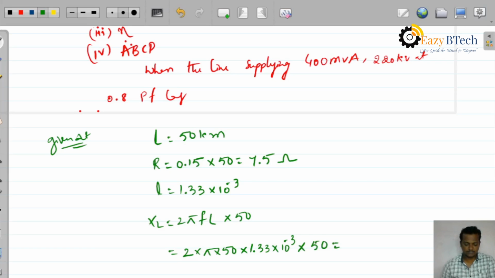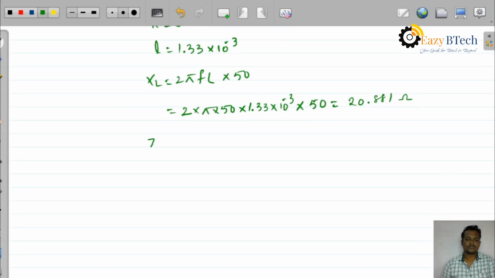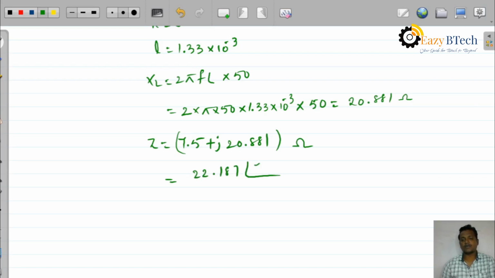The value is 20.881. Therefore, the impedance Z equals 7.5 plus j 20.881. This is the impedance of the transmission line. If you convert this into polar form, you get 22.187 at an angle of 70.24.